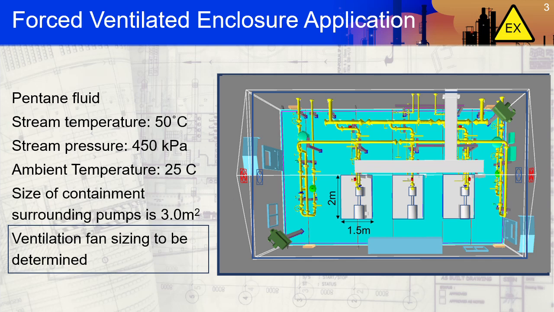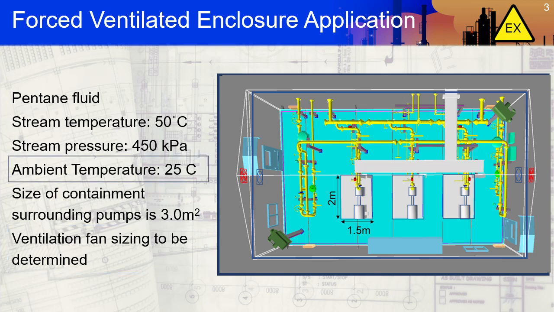The second fan does not factor into the classification design, as it does not operate on a continuous basis. It is intended to control a large-scale containment release, and only operates when a gas detector detects a vapor release of greater than 25% of the LFL. The ambient temperature within the building is maintained at 25 degrees Celsius.